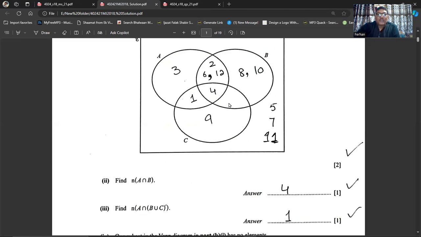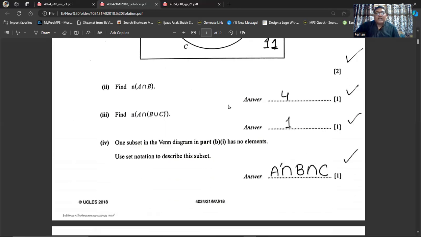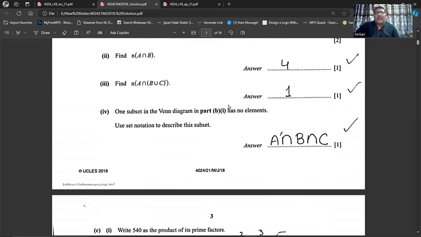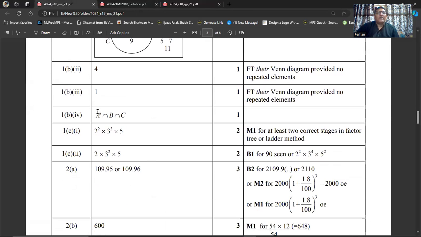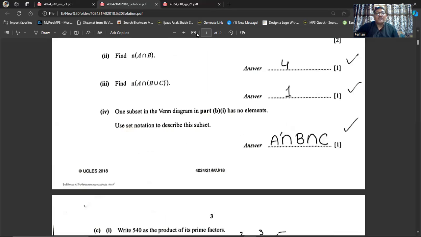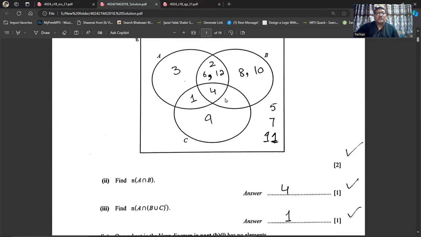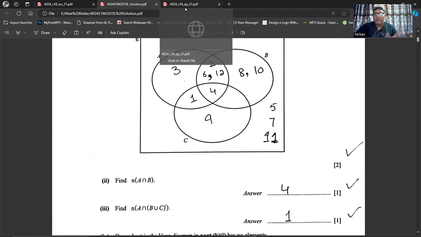This is that portion, and this is basically A complement and the common between B and C. So A complement and its common with B and C. So A complement intersection B intersection C is my answer. A complement intersection B intersection C. So we are talking about this portion where there are no members.